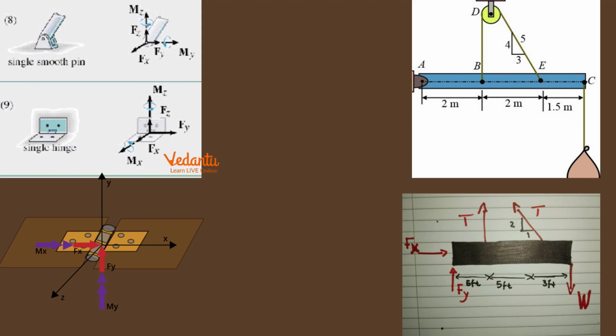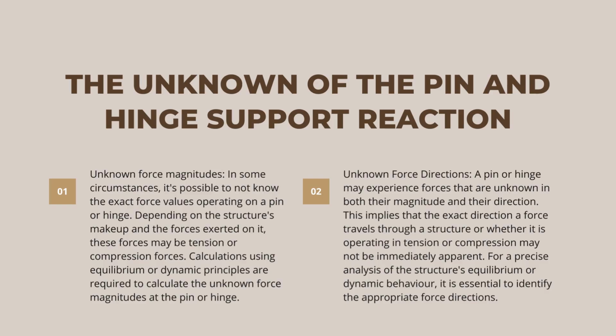Now I will talk about the unknowns of the pin or hinge support reaction. The first unknown is the force magnitude. In such circumstances, it is possible to not know the exact value of the force operating on the pin or hinge. Depending on the structures making it up and the force exerted on it, this force may be a tension or compression force. Equilibrium or dynamic principles are required to calculate the unknown force magnitude at the hinge or pin.